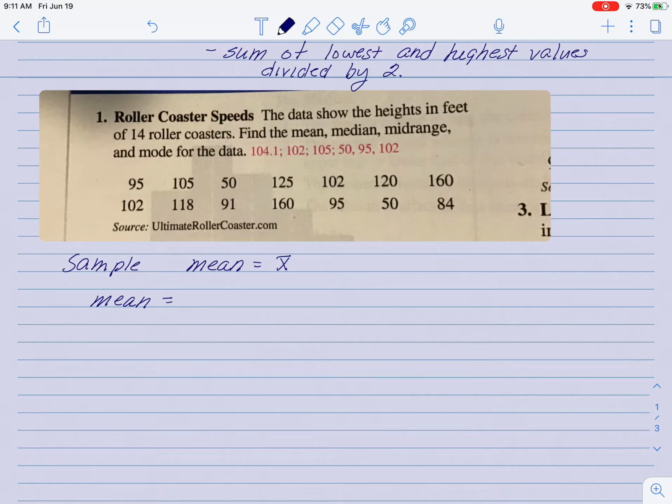And mean is going to be the sum of all the data points. So we're going to go 95 plus 102 plus 105 plus 118 plus, and we're going to keep adding up all those data points. And then we're going to divide by the number of data points. So if we look at this, there are 14 data points, so we're dividing by 14. So go add all your data points up and find out what that sum is. And I've got to do that now. So 95.